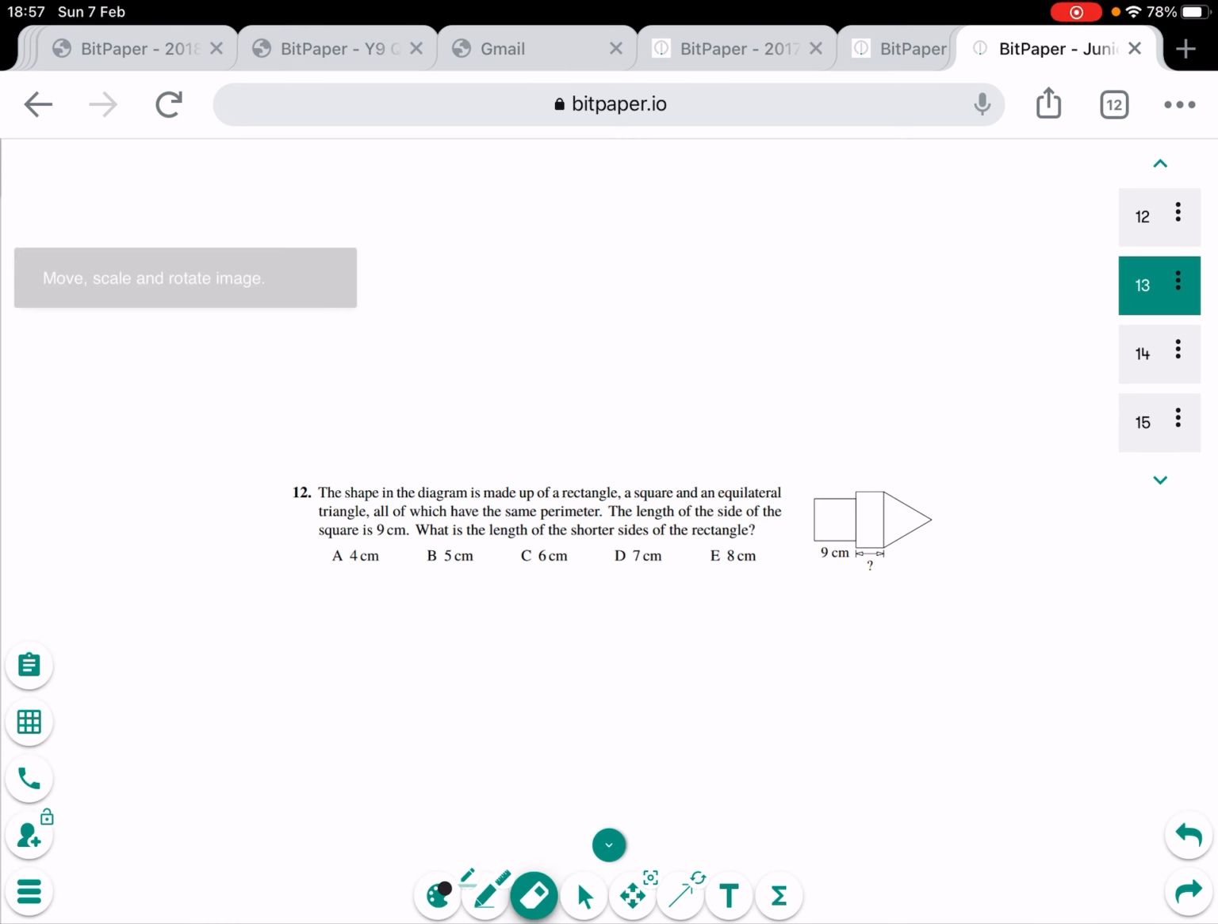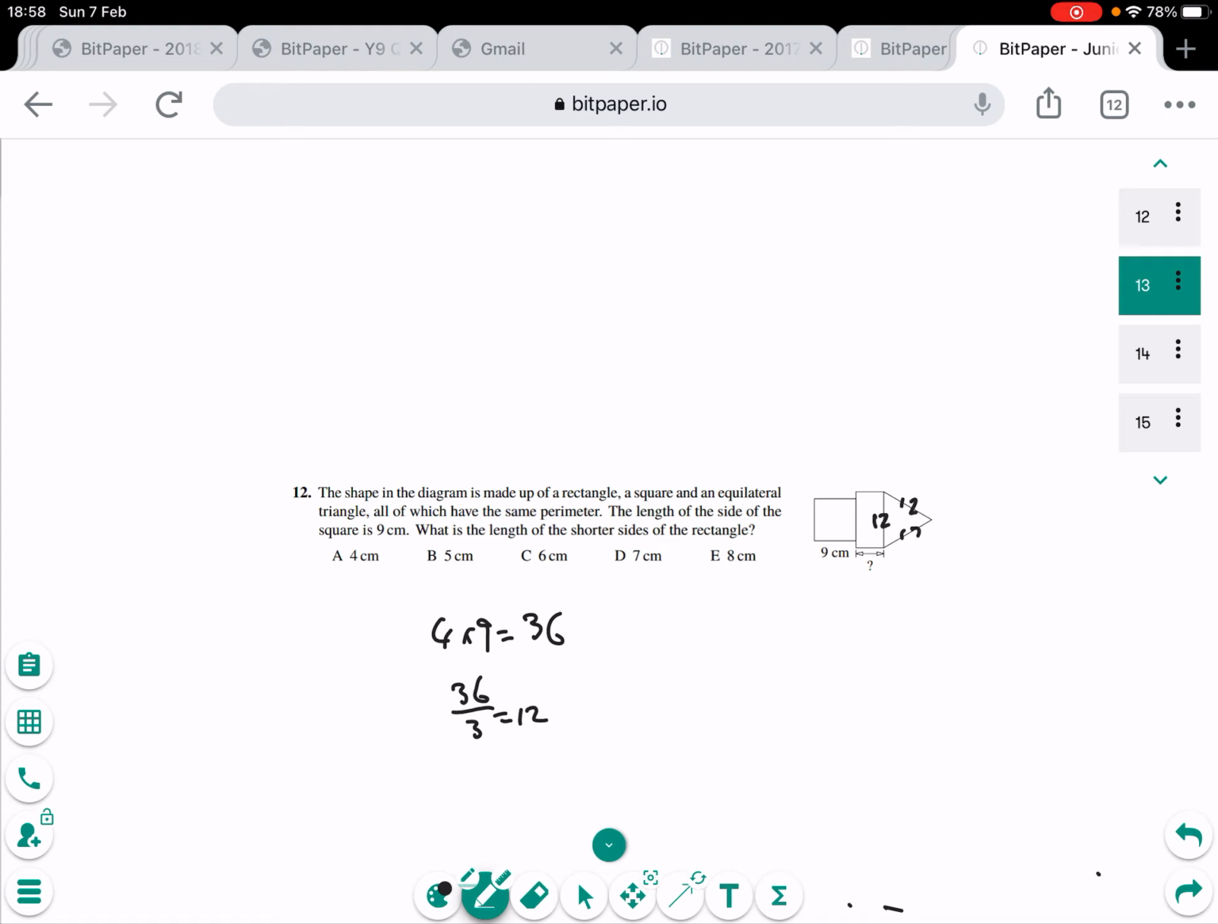So it says that bit. So that's 4 times 9 equals 36, the perimeter of the square. And because it's an equilateral triangle, 36 divided by 3 equals 12, so each side is 12. That's also 12. And 36 minus 24, so 2 12s, gives you 12, and you take the 12 divided by 2, which equals 6. So the answer to question 12 is C, which is 6.